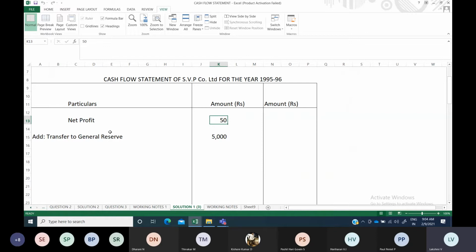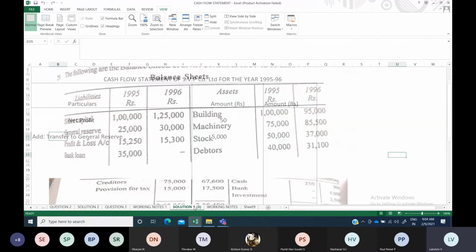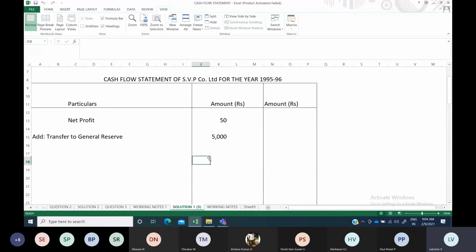The difference between the profit and loss account of two dates, you will find out the net profit. With that, you have to add the transfer to general reserve, if it is there in the question. So the general reserve we have, 30,000 minus 25,000, 5,000 actually. So that amount has to be put over here.